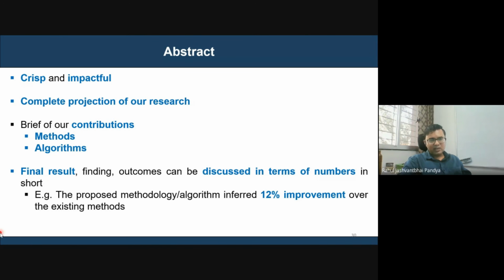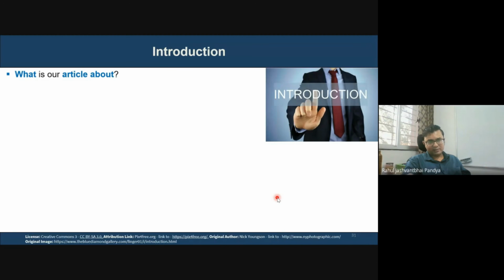So let's say I am proposing a methodology or algorithm. So we can say the proposed methodology or algorithm inferred a 10% improvement over the existing methods, right? So you can see the proposed methodology or algorithm, where we can place our actual name of the methodology or algorithm, and then we say that 12% improvement over the existing methods. So which says that my method is better than the existing one and beating them by 12%, correct? So it should be a conclusive comment here in short, maybe one or two lines. After the story part, after the proposed work has been explained, this should be the closure of the abstract.